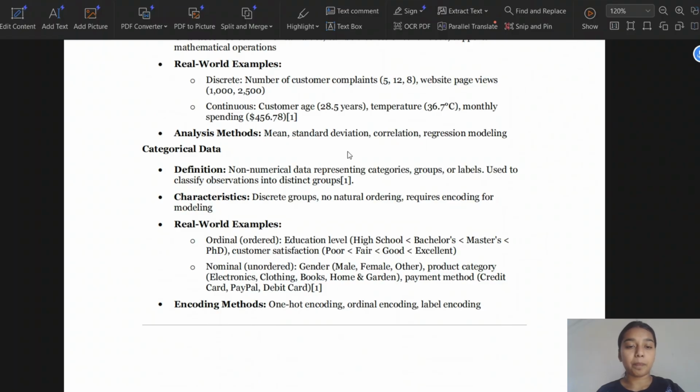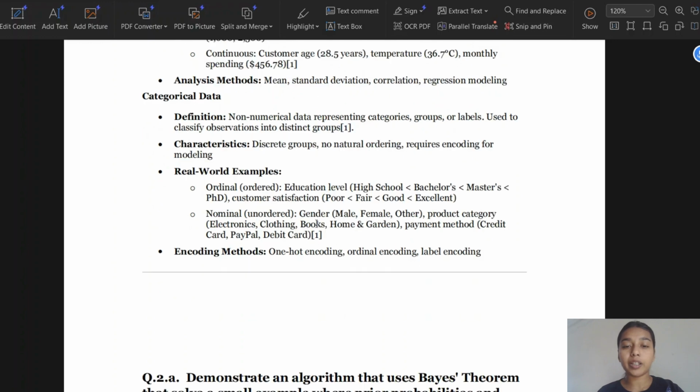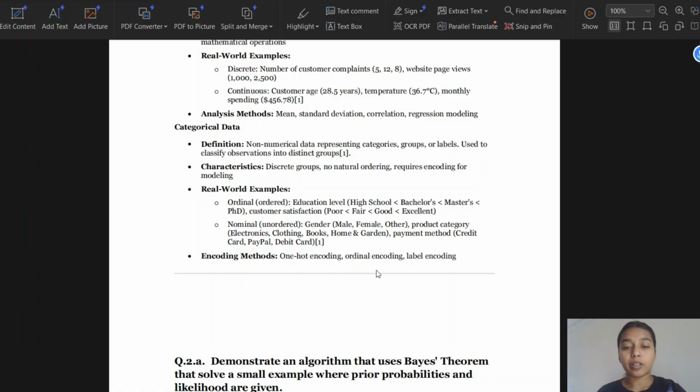Fourth is categorical data. Definition: non-numerical data representing categories, groups, or labels. It is used to classify observations into distinct groups. Characteristics are discrete groups, no natural ordering in nominal types, requires encoding for modeling. Example, ordinal: education level, that is high school, bachelor's, master's, PhD. Customer satisfaction, that is poor, fair, good, excellent. Nominal, that is unordered: gender, male, female, other; product category; and payment method. Encoding methods are one hot encoding, ordinal encoding, and label encoding.